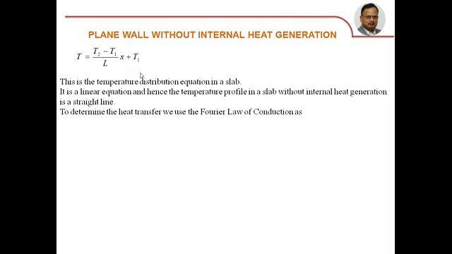So by using this equation, at any point x, you can determine the temperature T, while x is varying from 0 to L. So along the thickness of the slab, where conduction heat transfer is occurring, at any point x, you can determine the temperature T because we know the values of T1, T2 and L. This is a linear equation, and hence the temperature profile in a slab without internal heat generation is a straight line. We have seen it several times while solving problems on conduction heat transfer through a slab without internal generation in earlier sessions.